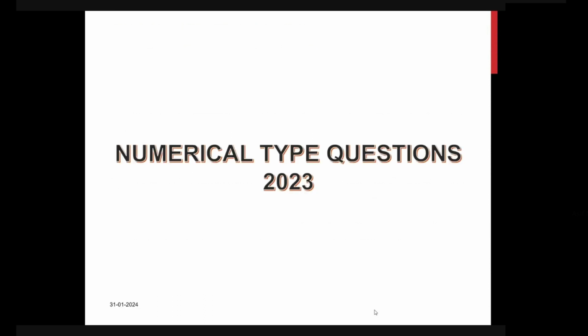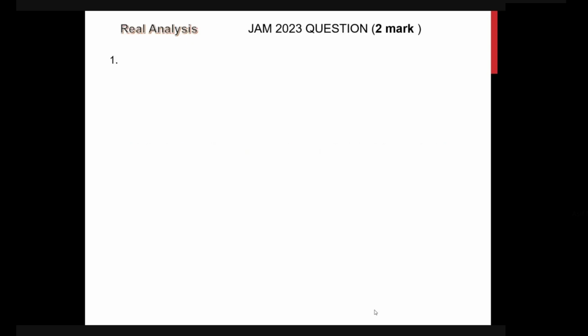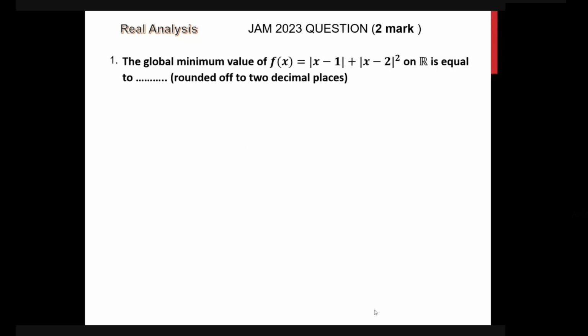So now let us move into numerical type questions 2023. And the first question I'm going to take: the global minimum value of f of x equal to mod x minus 1 plus mod x minus 2 all square on the reals is equal to. And this is one of the easiest questions in this question paper, and it is a two mark question, right?